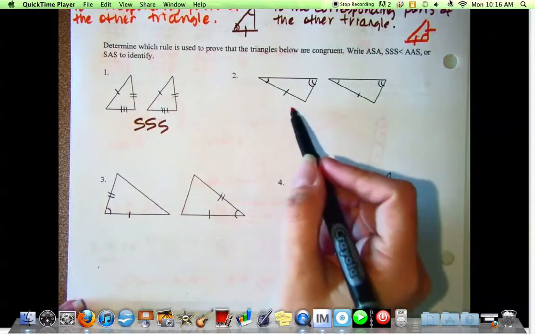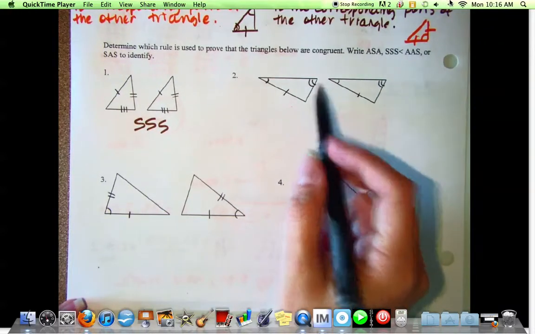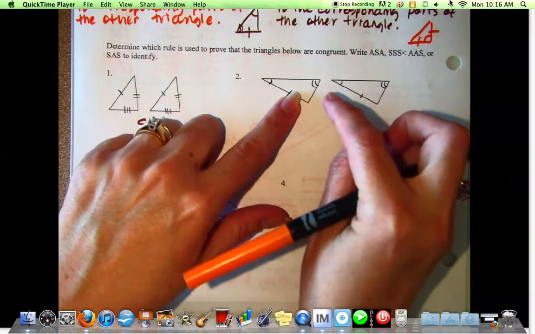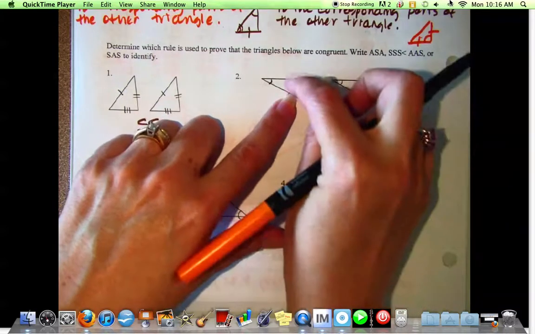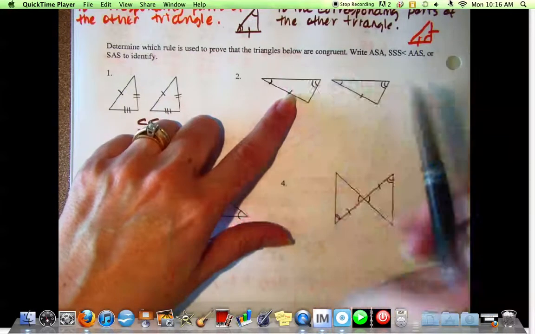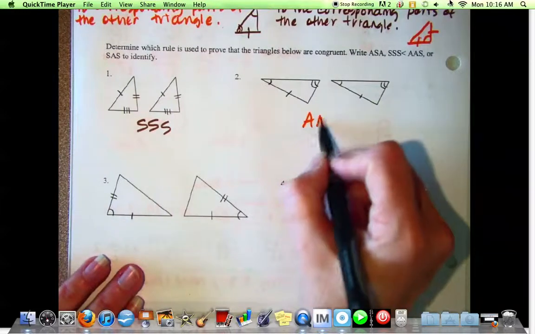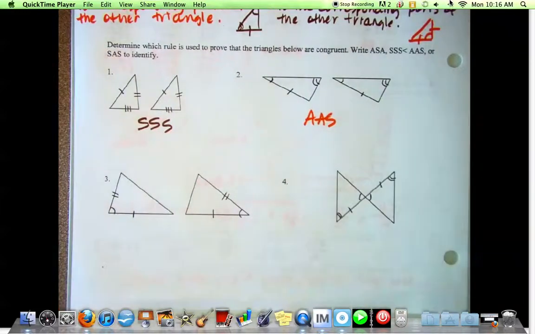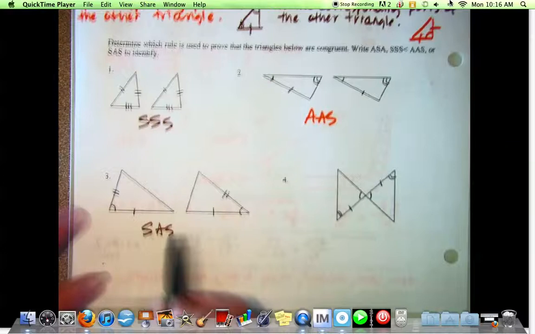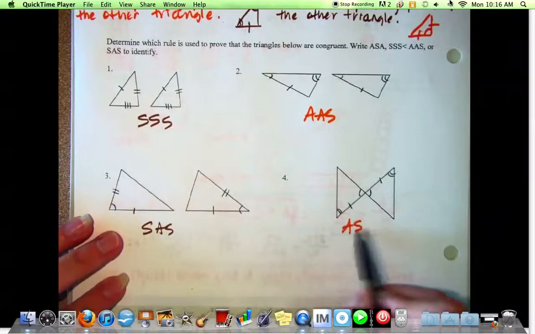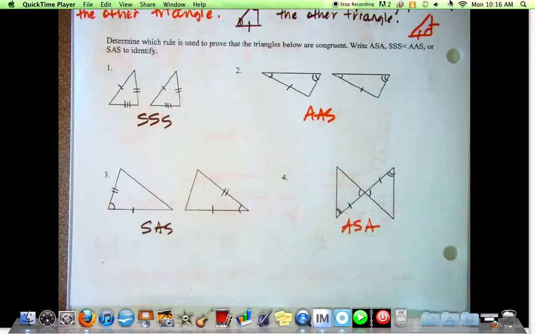Is this one in between? No. It's opposite. If it were in between, boys, it would fall up here, up top. But it's not in between, so that means it's opposite, so it would be AAS. Very nice. And then the next one is SAS. And then ASA, angle, side, angle. Very nice.